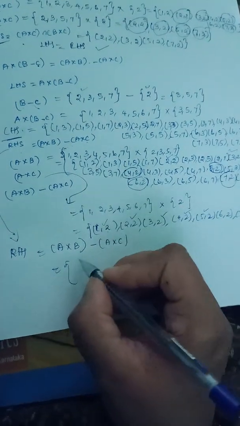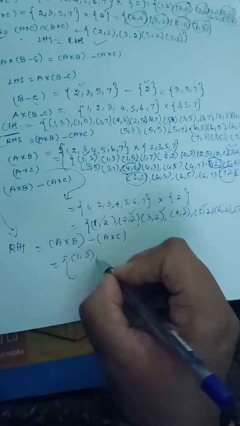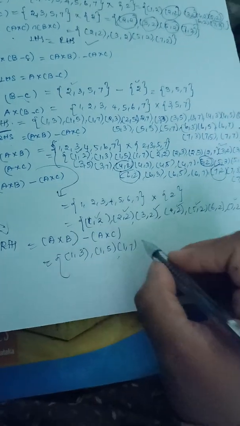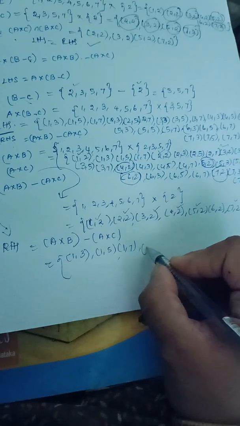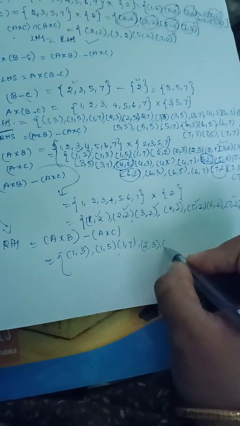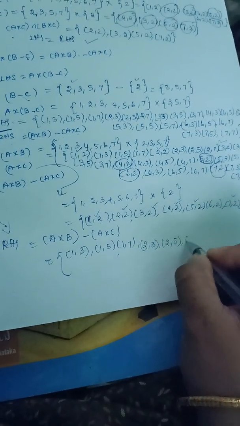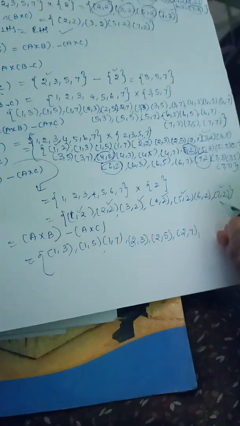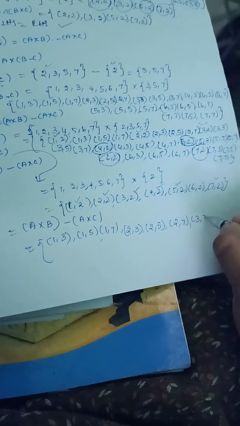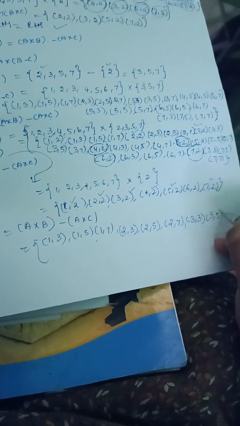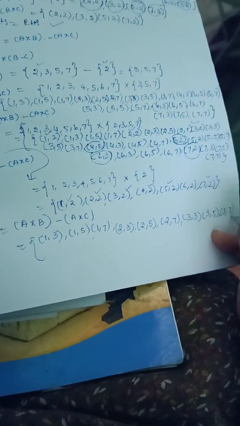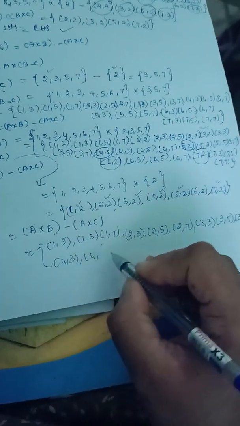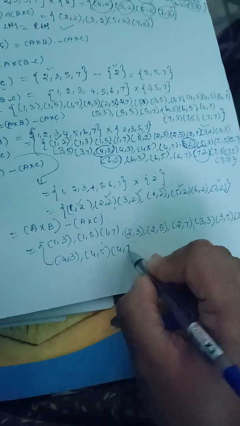1, 2 is not there, right? So 1, 3, 1, 5, 1, 7. Next 2, 2 is not there. So 2, 3, 2, 5, 2, 7. Next 3, 2 is not there. So 3, 3, 3, 5, 3, 7. Next 4, 2 is not there. 4, 3, 4, 5, 4, 7.